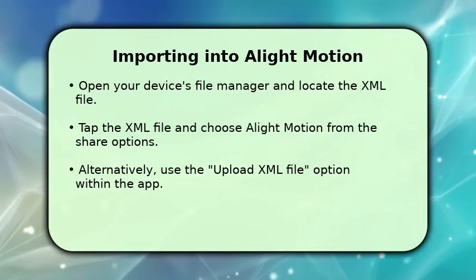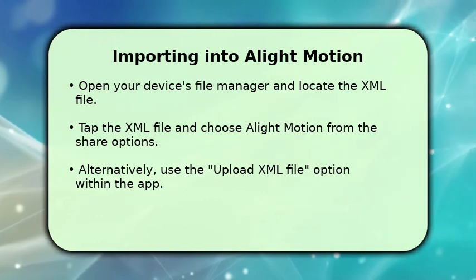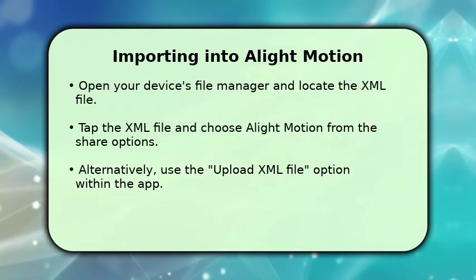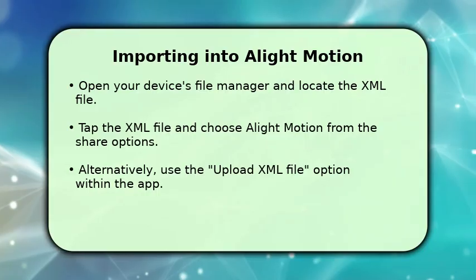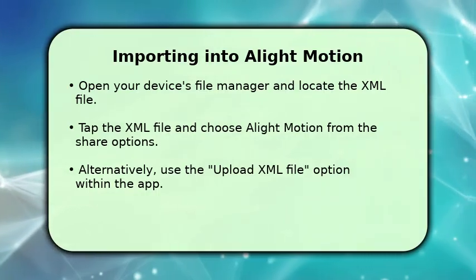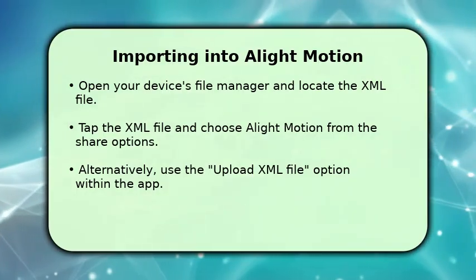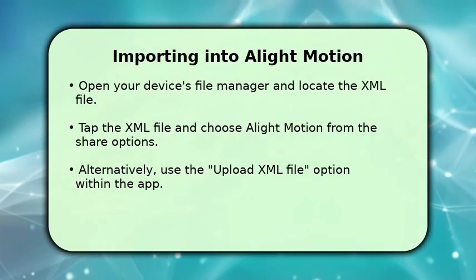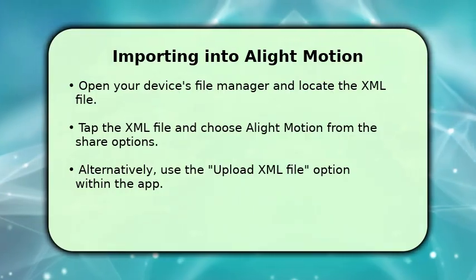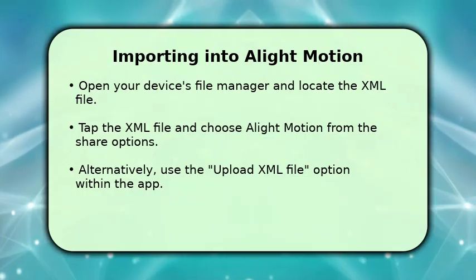Now, let's get that file into Alight Motion. For Android users, open your file manager, find the XML file, tap it, and select Alight Motion from the Share menu. For iOS users, you might save it to Google Drive or the Files app, then open Alight Motion, tap the plus icon, and import from there. Some versions also feature a Templates tab with an Upload XML file button for direct import.